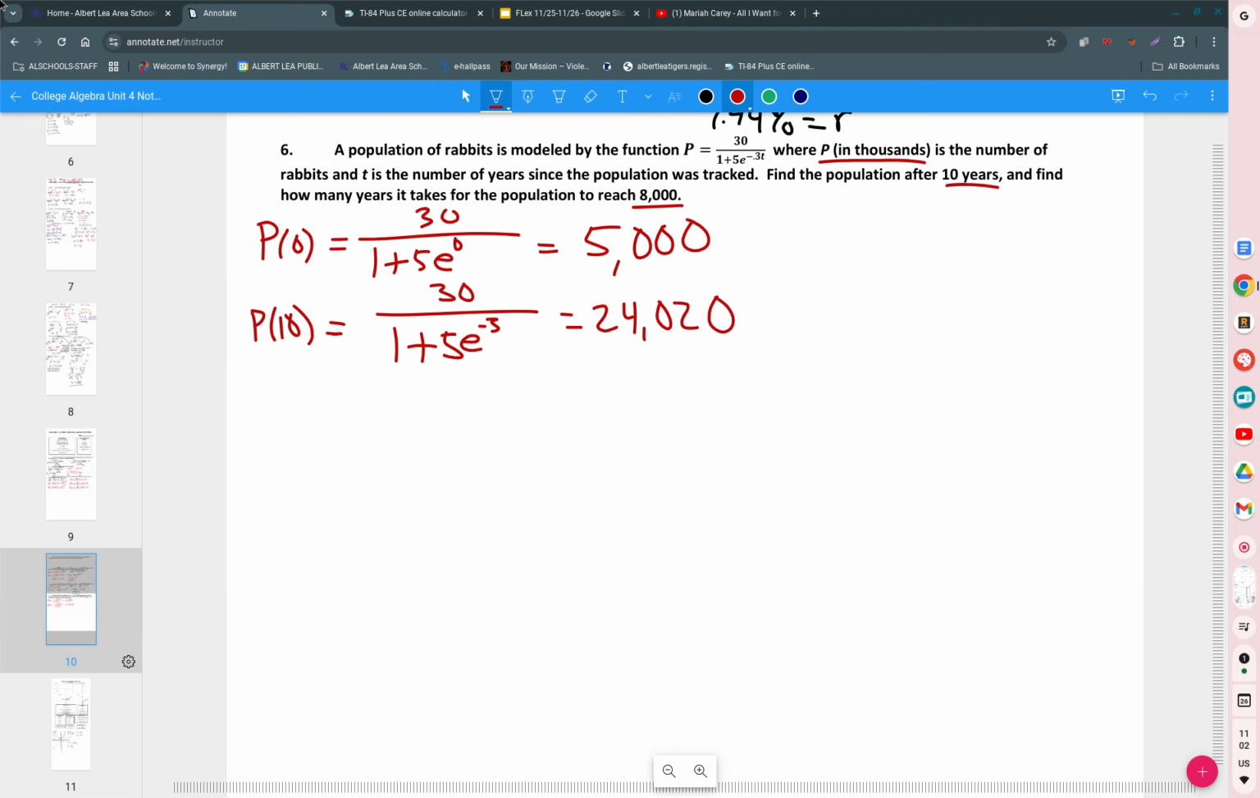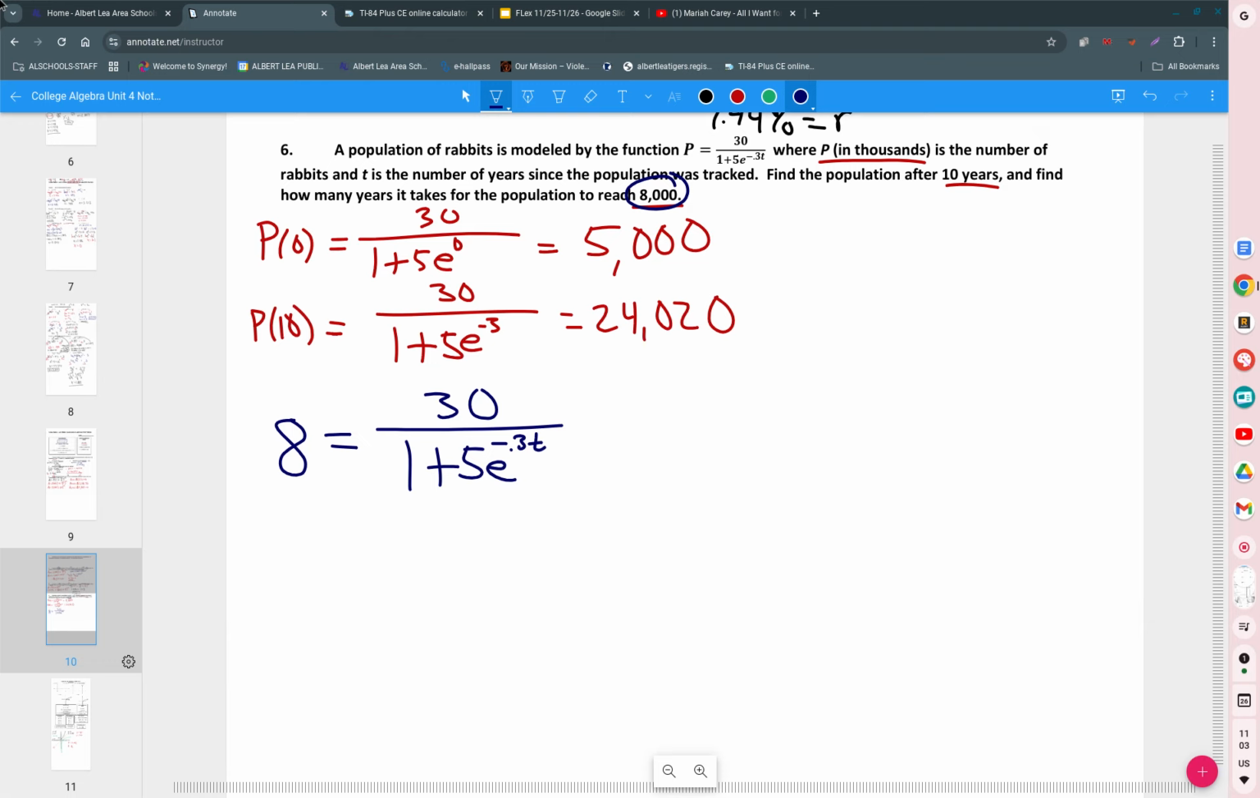That's so many rabbits. So let's be smart about it, because Mr. Gantz gives you a little bit of time on the test so you can check those answers. It says right here, how long will it take for the population to reach 8,000? If the population could reach 8,000, then my answer should be somewhere between 0 and 10, right? Okay, so we're going to find that time. What number do I plug in for P? Not 8,000, but 8. 8 equals 30 over 1 plus 5e to the negative 0.3t.